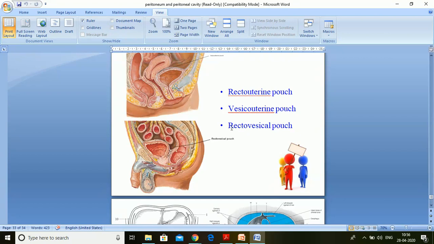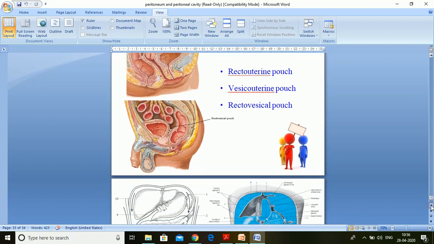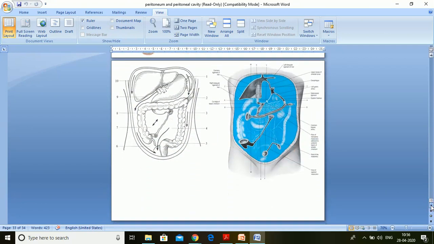The rectovesical pouch is seen between the urinary bladder and the rectum. Because in the male there is no uterus, only the urinary bladder and the rectum are present. The space between the rectum and the urinary bladder is called the rectovesical pouch. So these are the pouches which are seen within the peritoneum.